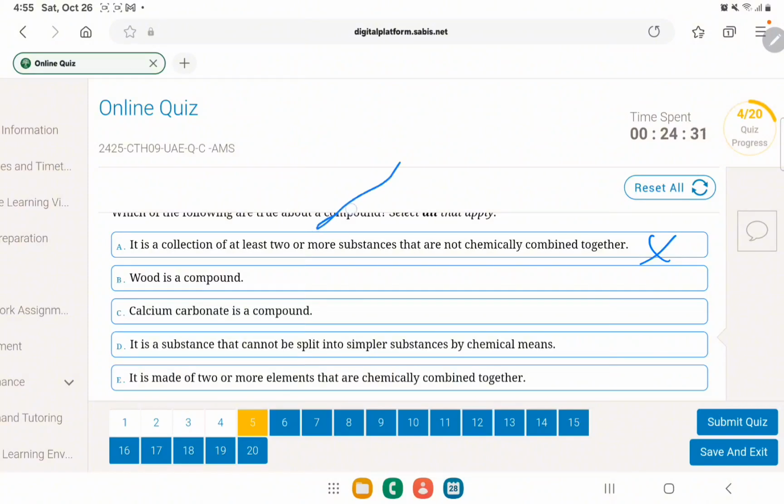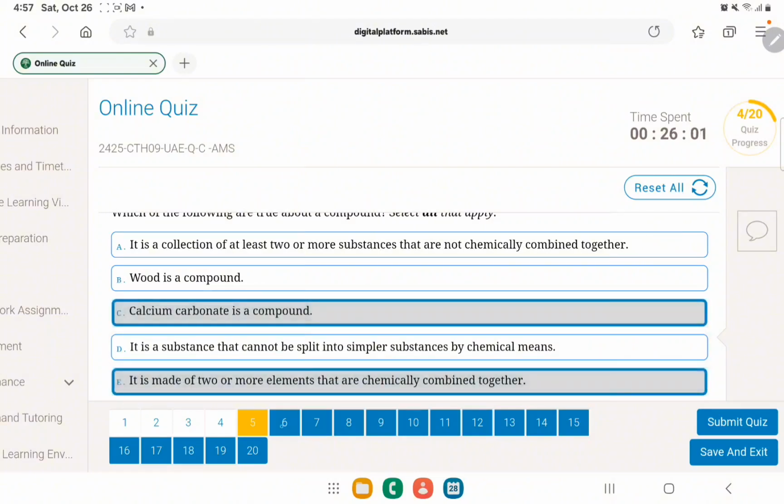Wood is a compound? No, it's not a compound, it's wrong. Is there a chemical formula for wood? No. Calcium carbonate is a compound. That's true. CaCO3 is a compound because it's made up of two or more elements, Ca, C and O, chemically combined together, so this is correct. It is a substance that cannot be split into simpler substances by chemical means? No, that's wrong, you can separate it. It is made of two or more elements that are chemically combined together. Yep. So it's these two answers.